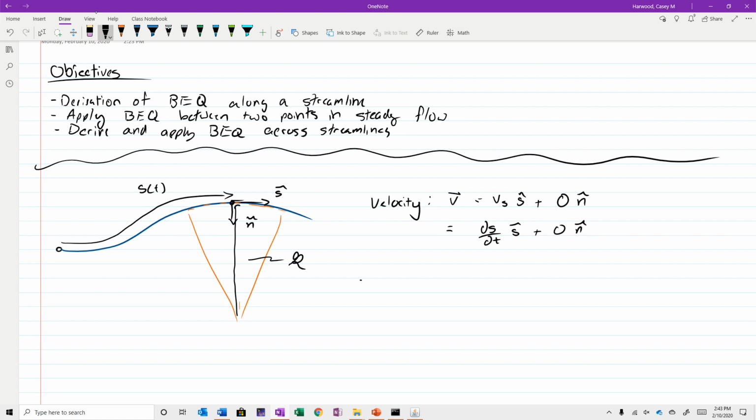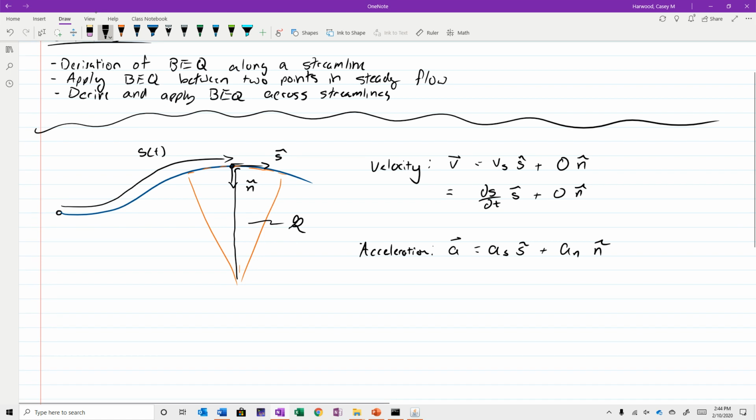And then that the acceleration of a particle moving along the streamline could be written as a equal to a_s in the s direction, plus a_n in the normal direction, where a_s is equal to v times dv ds, and a_n is equal to v squared over r.